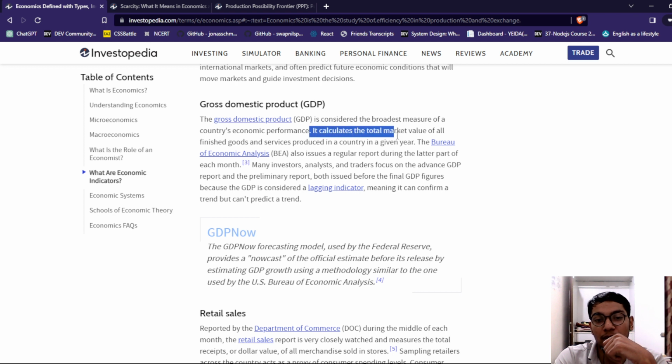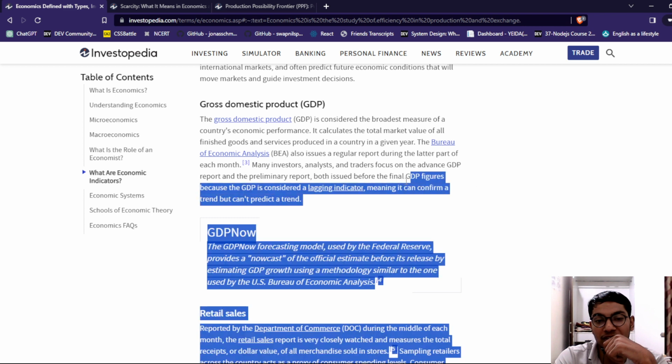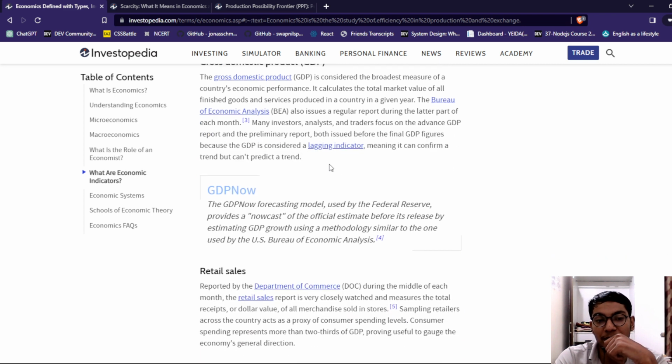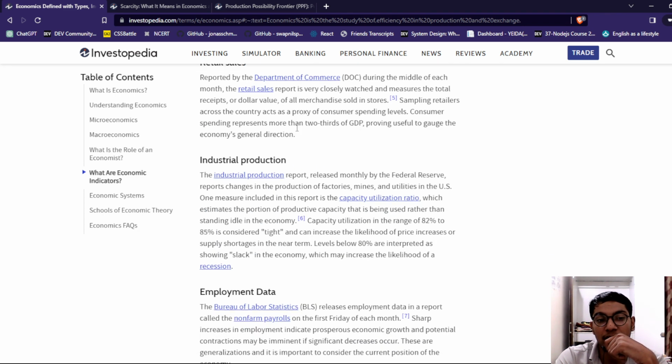It calculates the total market value of finished goods and services produced in a country in a given year. The Bureau of Economic Analysis also issues regular reports. Many investors, analysts, and traders focus on the advance GDP report or the preliminary report, rather than the final GDP figure, because GDP is considered a lagging indicator, meaning it confirms trends but can't predict them.